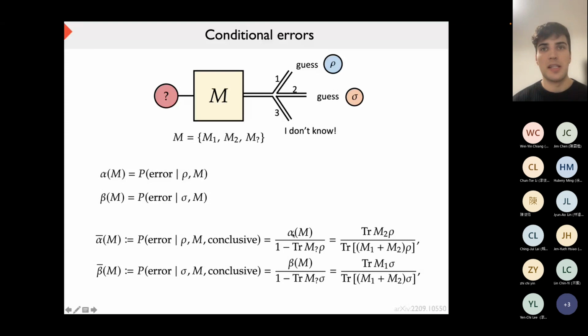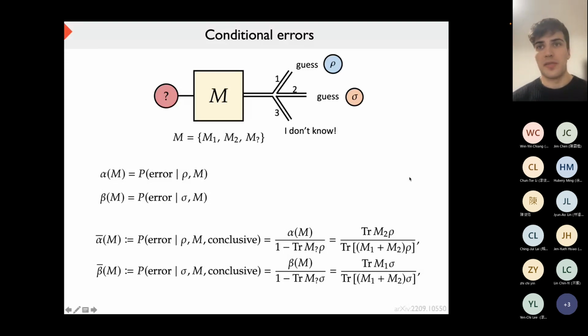So what this looks like is essentially the usual definition of type 1 error, but then we have to divide this by the probability that we get the conclusive outcome. So we just get these quantities. And I think this is a natural definition. If anyone has any questions, please do stop me and you can ask at any point.